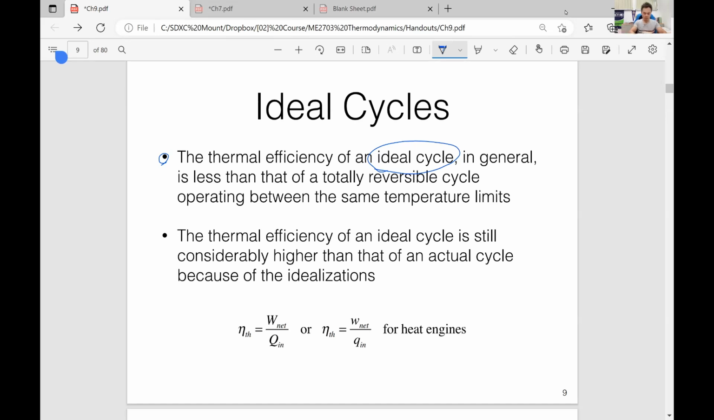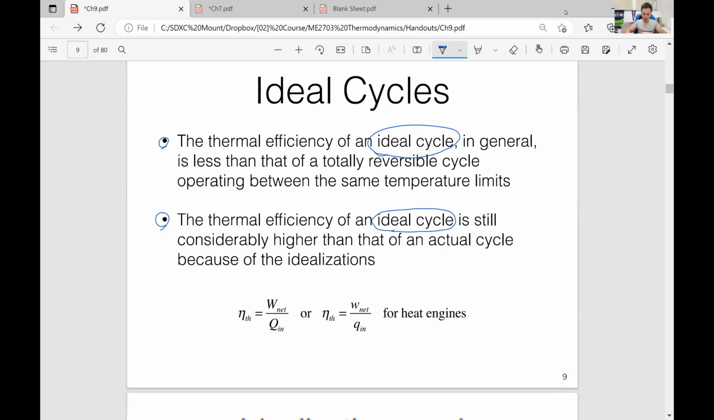Okay. But however, the thermal efficiency of an internally reversible cycle is still considerably higher than that of an actual cycle because of the idealizations, because of the assumptions we made on this internally reversible cycle. Okay, so don't forget, ideal cycle in this case in chapter 9 refers to just internally reversible. All right.